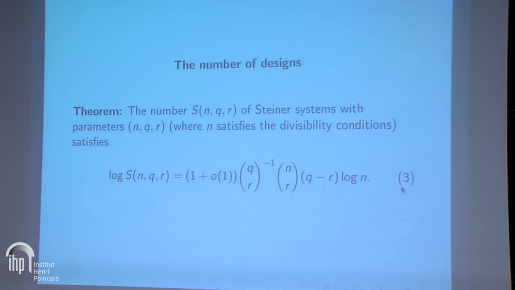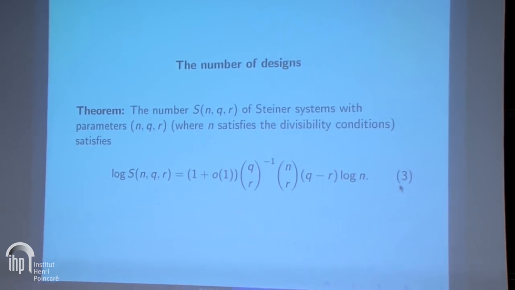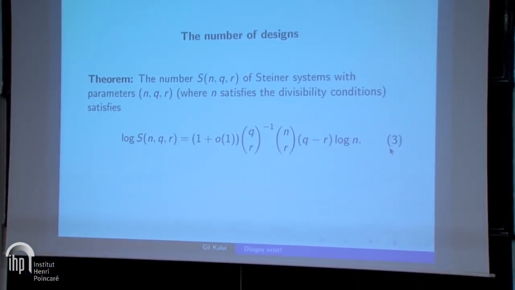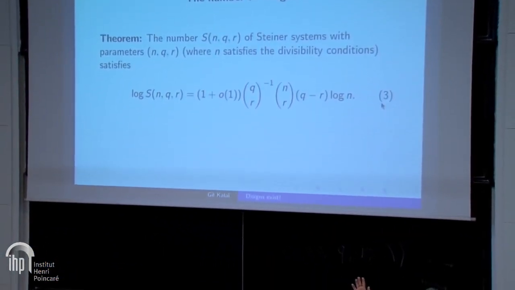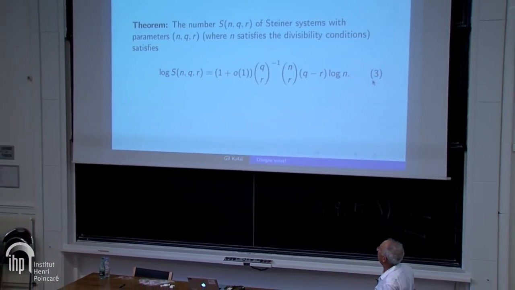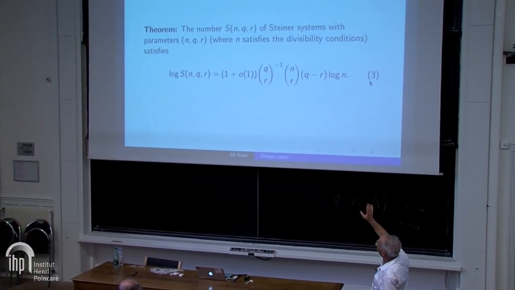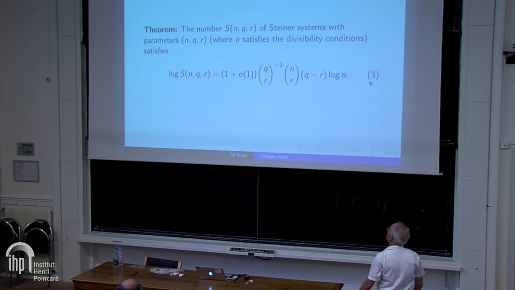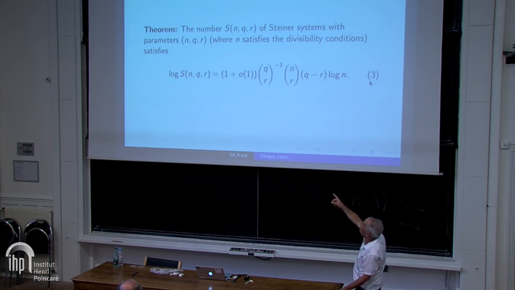So q and r are fixed, right? Yeah, this is very important. Here, q and r are fixed and n goes to infinity. And all this work is for the case that q and r are fixed and n goes to infinity. It's also interesting to understand the regime where n, q, and r simultaneously go to infinity, and this is unrelated to this work. I may mention a few words about it, but here q and r are fixed, n goes to infinity, and this gives you the asymptotic of the logarithm of the number of designs.